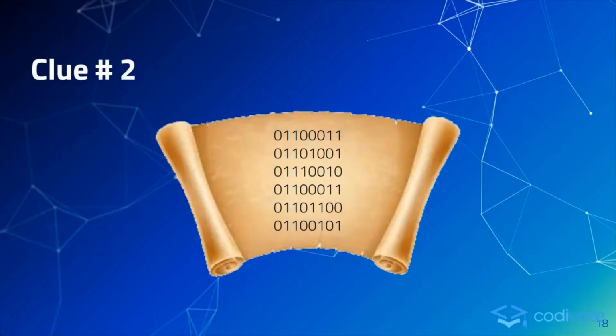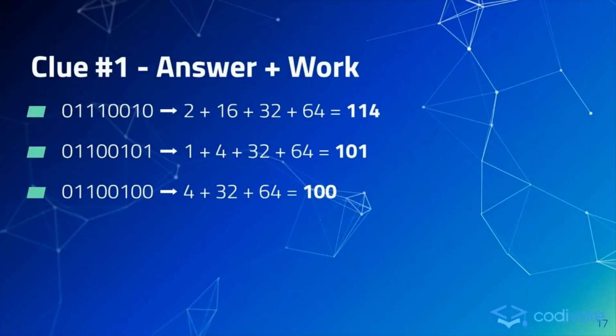Similarly, for the previous clue, we could have gone and checked what the ASCII values were corresponding to these numbers. If we did, we would have found out that this would be equal to R, this would be equal to E, and this would be equal to D. So it would be RED, becoming red.